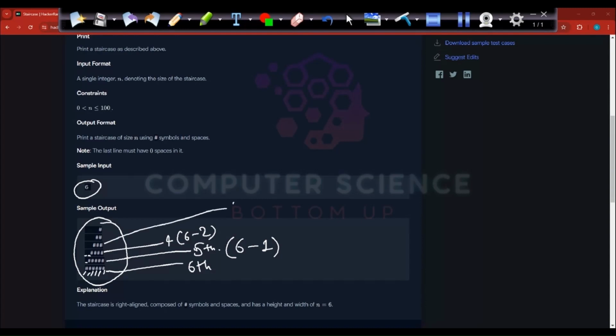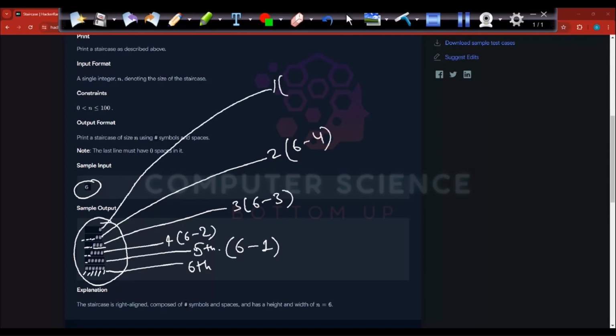At the 3rd level, which is 6 minus 3, you have 3 spaces followed by 3 hash symbols. At the 2nd level, which is 6 minus 4, you have 4 spaces followed by 2 hash symbols. And at the 1st level, which is 6 minus 5, you have 5 spaces followed by 1 hash symbol.